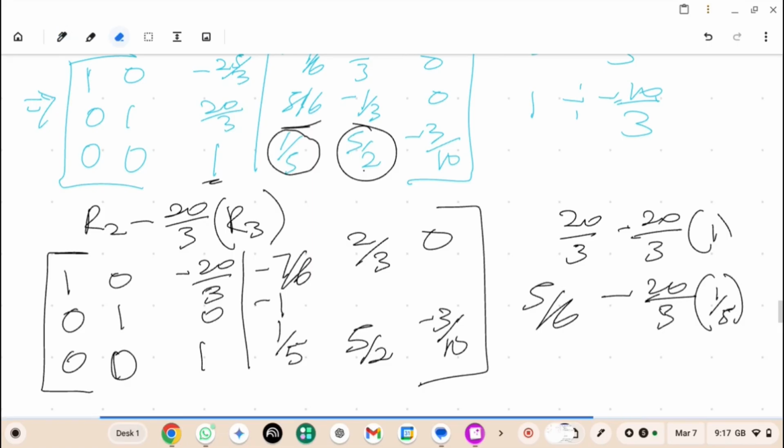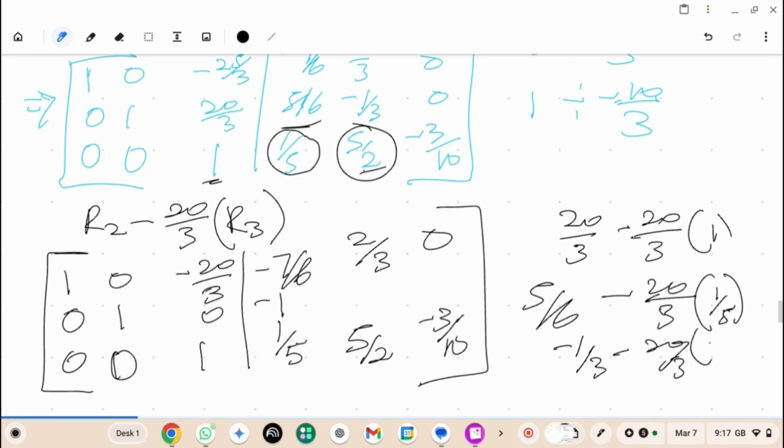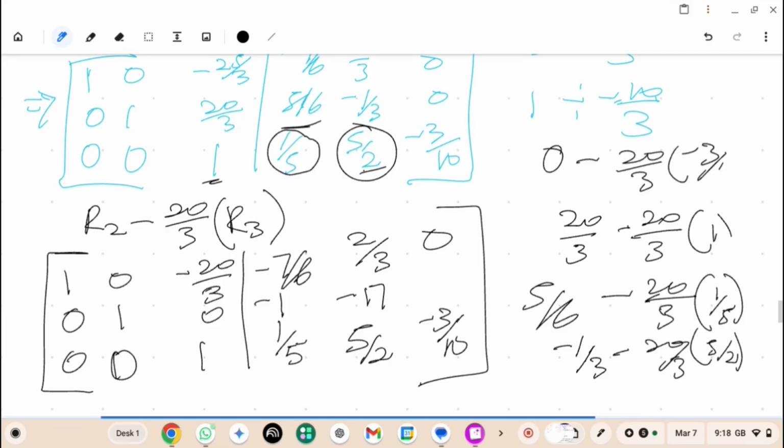You work on this one. Negative 1 on 3 minus 20 on 3 multiplying with row 3, which is this one, 5 on 2. We get negative 17. So negative 17. And then the last one here is 0. Let me write it here. Here is 0. 0 minus 20 on 3 multiplying negative 3 on 10. Okay, so we get 2 here.